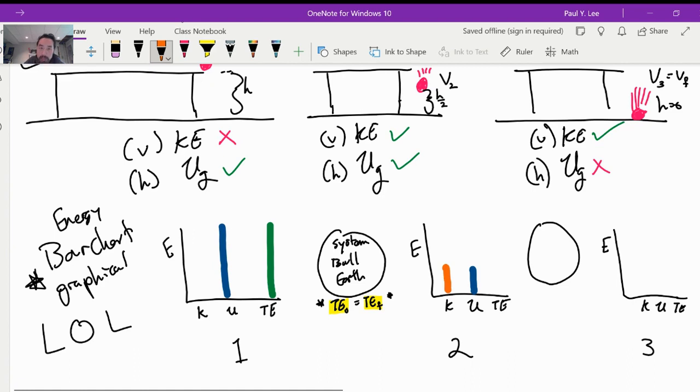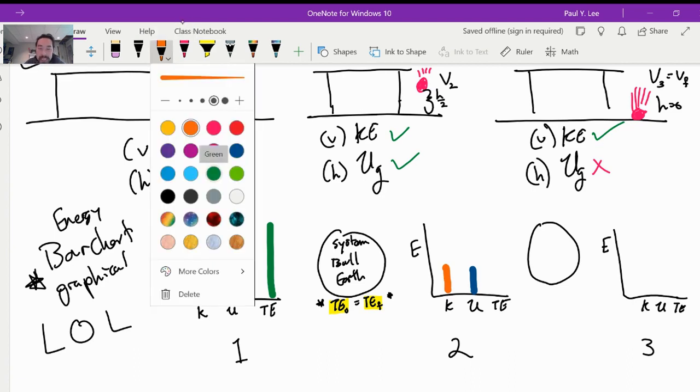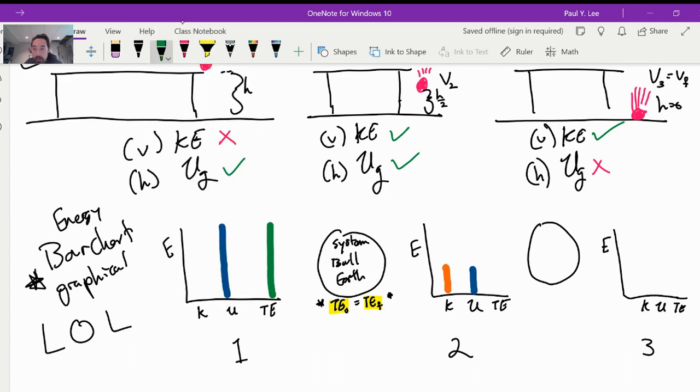But here's the important part. This is the most important part because this is the conservation of energy. We say that our total energy doesn't change, like so. All right, so now we're going from scenario 2 to 3. Once again, let's write down our system. Our system is the ball, and it's the Earth.